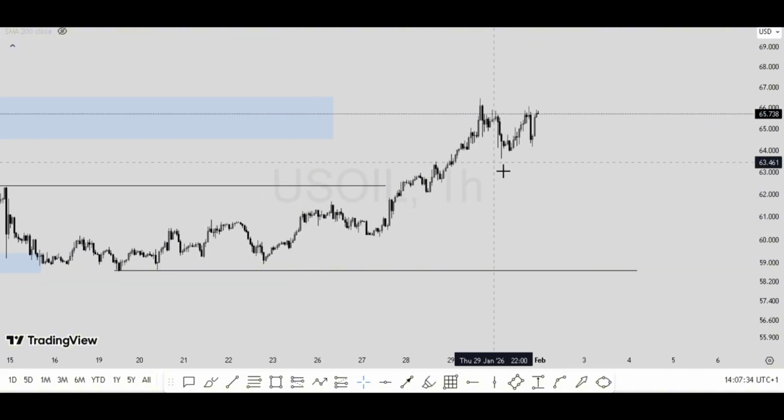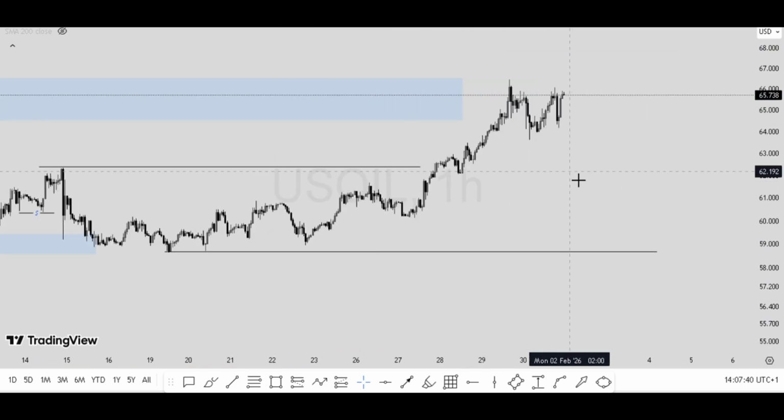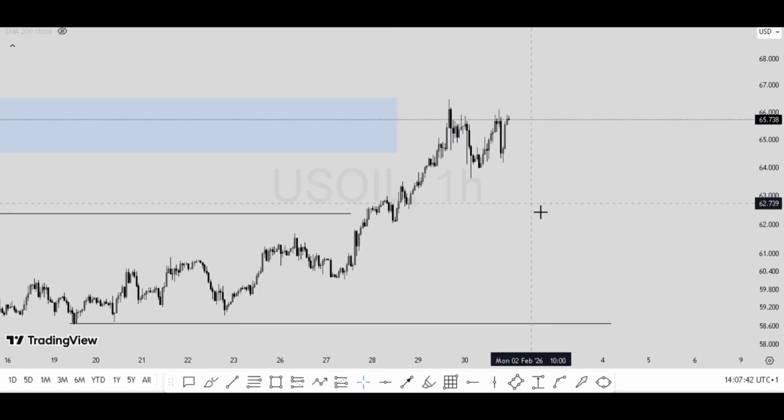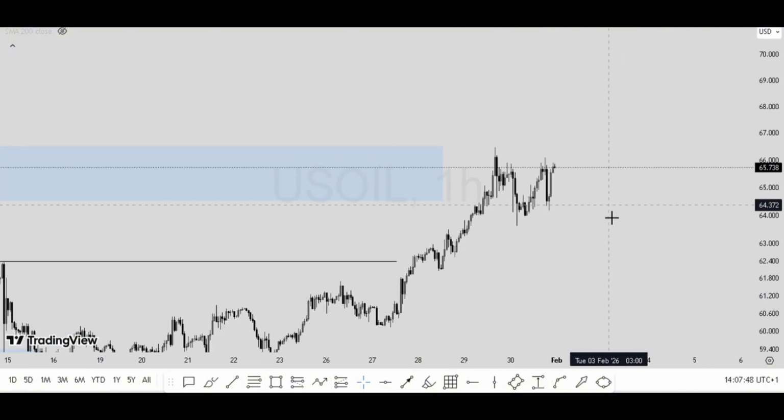On 1H, you can see that the 1H structure is still bullish. It's still bullish, systematically bullish, until 1H tells you that, okay, I want to start selling. That's when you can capitalize. But if that is not the case, you just have to chill and wait for the market. Remember, we still have extreme POI at the top.